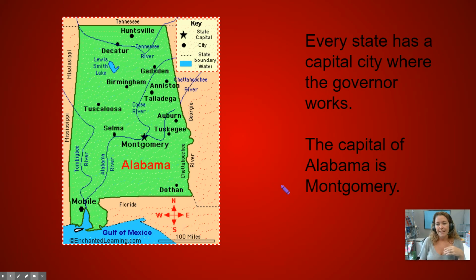And every state has a capital city where the governor works. So, just like in our country, the president works in a place called Washington, D.C., that's the capital of our country. Our state also has a capital city, and it is called Montgomery. So, if you look at this map of Alabama, this green shape again, this is our state of Alabama. Right here, almost in the middle, where you see this star, that is Montgomery, and that is the capital. That's where our governor works, and all the laws and rules and decisions for our whole state are made in this city, Montgomery. That's our capital.